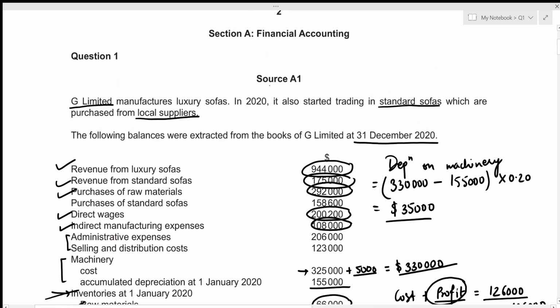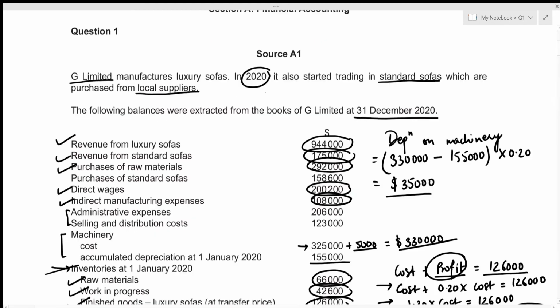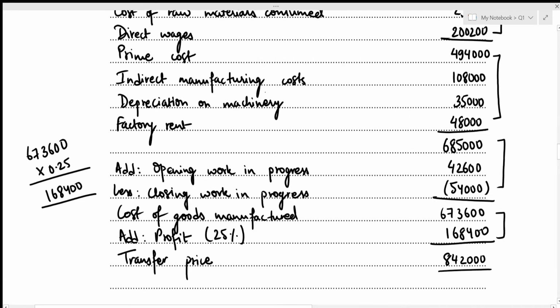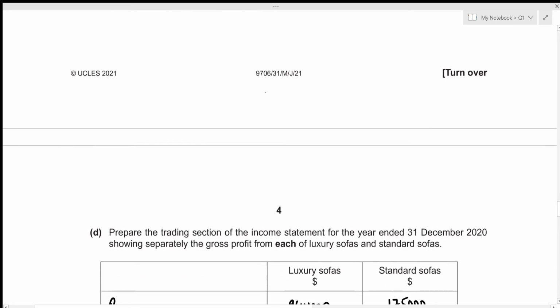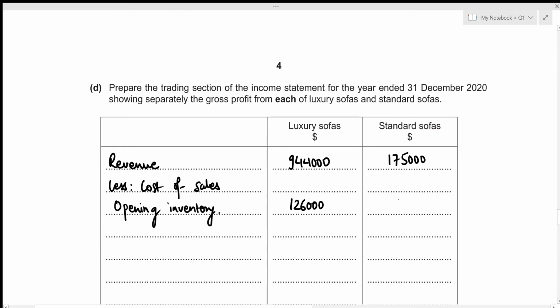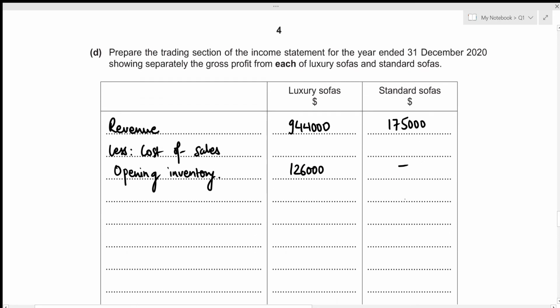Then for standard sofas, I don't think there is an opening inventory for standard sofas because we were given the information that G Limited started trading in standard sofas in the year 2020, which is the current year, which means that there is not going to be any opening inventory because we just started trading in that particular section in this year. So now we can move to the second part, which is going to be the transfer price for luxury sofas and purchase for standard sofas, because we are not manufacturing standard sofas on our own. We are actually purchasing them from another supplier.